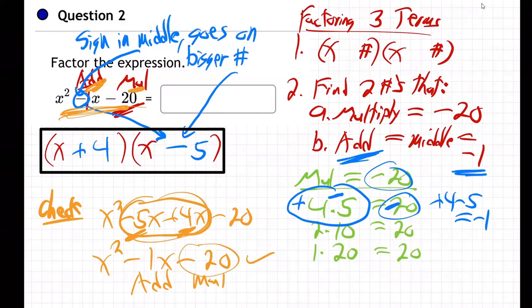The order doesn't matter, by the way. You can put the -5 here and the +4 there. The order doesn't matter, but the signs in front of the numbers do matter a lot, right? The sign in the middle must go on the bigger number. So wherever the 5 is, he can be over here, but he's got to have the negative on him wherever he's at. And the 4 can be over here, but he's got to have the plus on him wherever he's at. So either order, but the negative's got to be on the 5 and the plus on the 4. And so there we go.